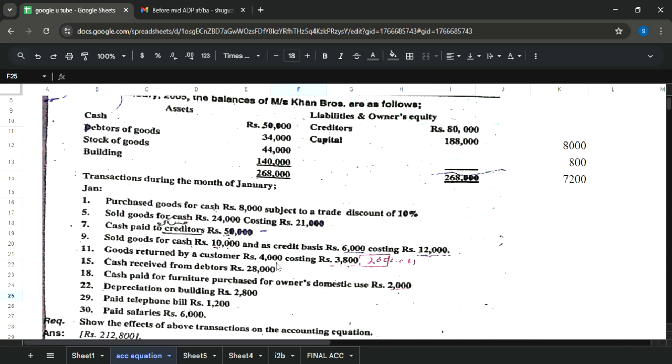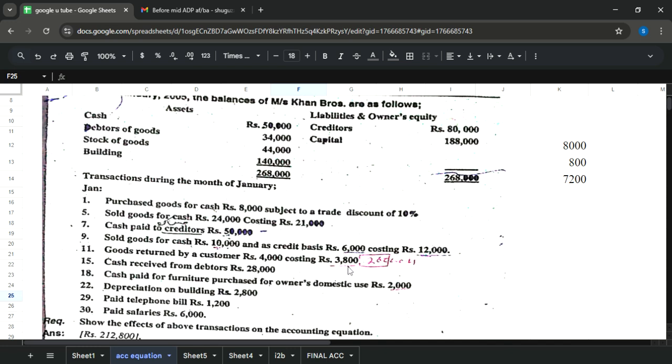Goods returned by customer 4,000, costing 3,800. Now understand who returned these goods. The word "by" is very important, please underline it. Goods returned by customer. It means the customer is returning these goods. So goods are coming in, first thing. How are goods coming in? Because as a first step we have sold them. Customer is a person to whom we have sold these commodities. So now he didn't like the quality or quantity or some reason. He is now returning these goods. Customer is returning goods. It means we are receiving goods, goods are increasing.